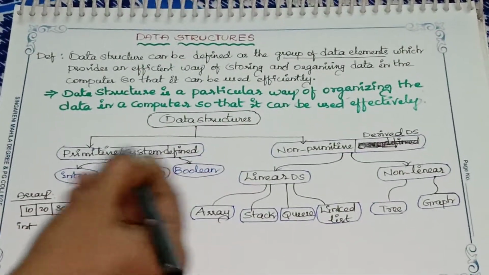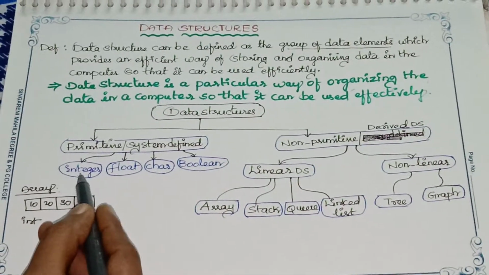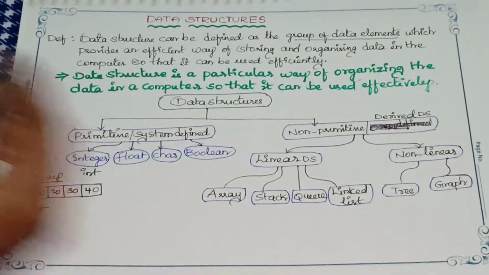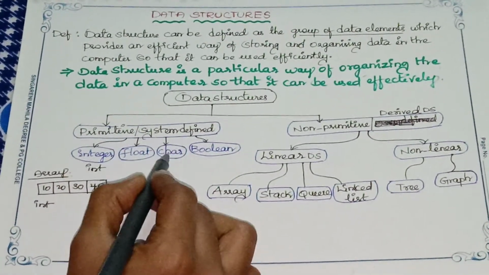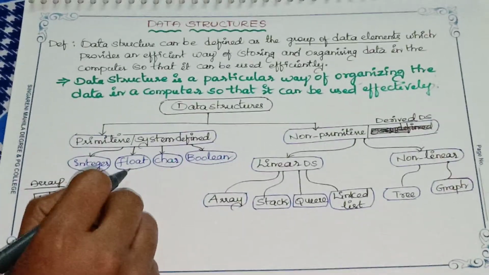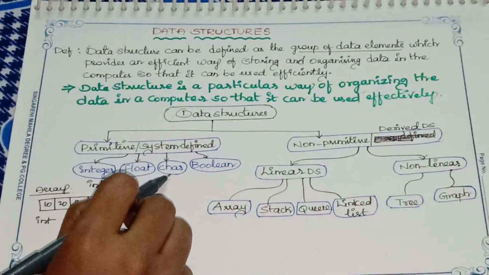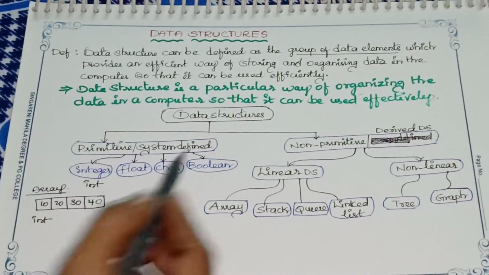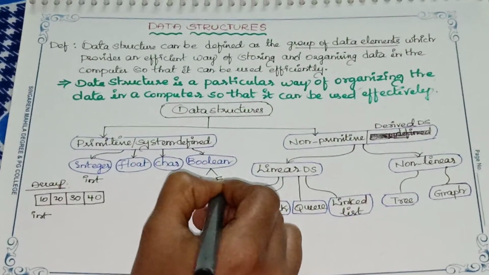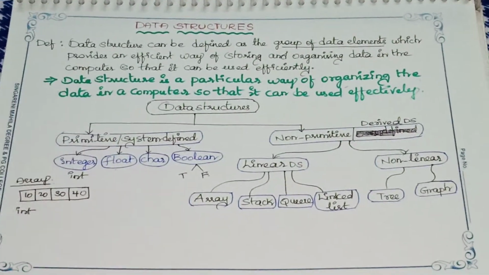We learned all these in basic programming concepts. Integer is denoted with the int keyword, float with its keyword, char with its keyword. So this is used to store integers, this is used to store floats, this data structure is used to store characters, and this is for true or false expressions. So like this, these are primitive, system defined data structures.